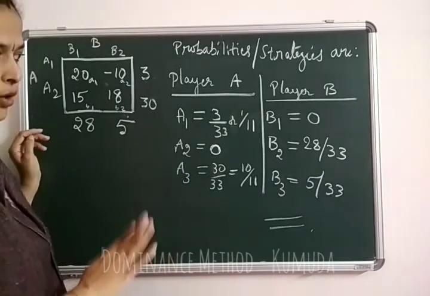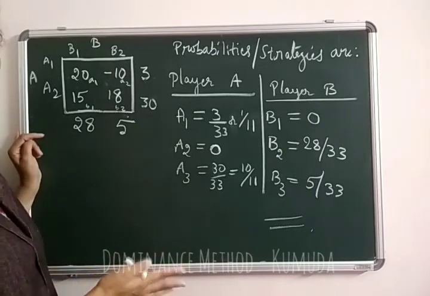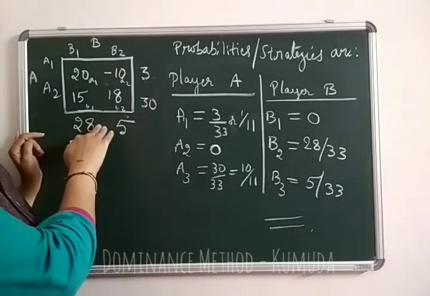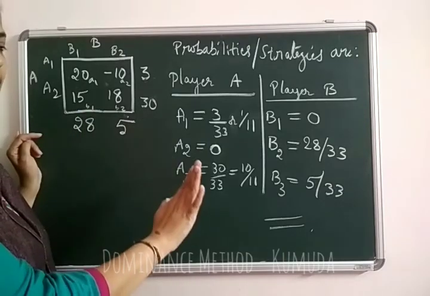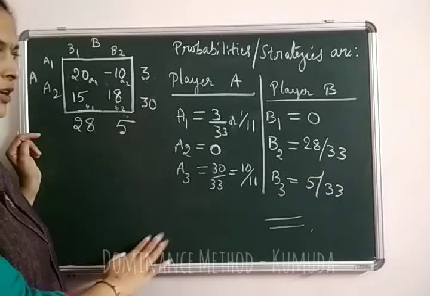After doing the row and the column cancellation as many times as possible, at last we might get a situation where we have a 2 cross 2 matrix. Again try to find a saddle point. If not, directly apply the odds method for solving the given problem.